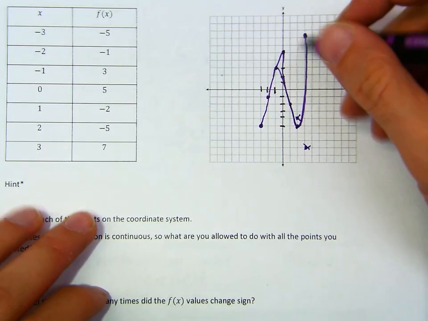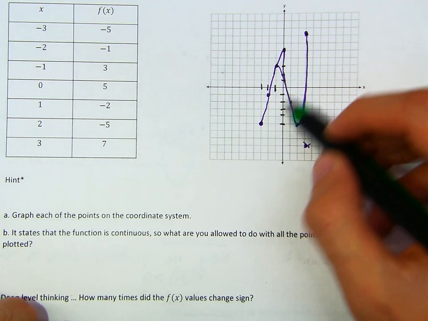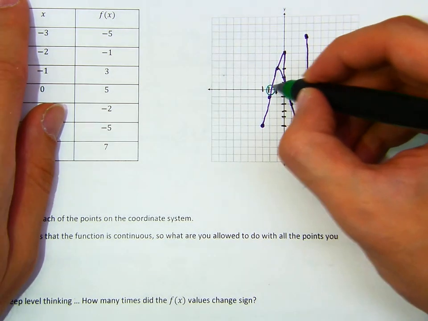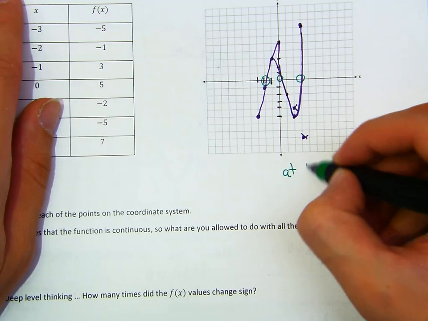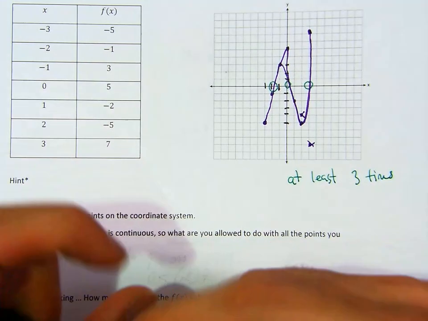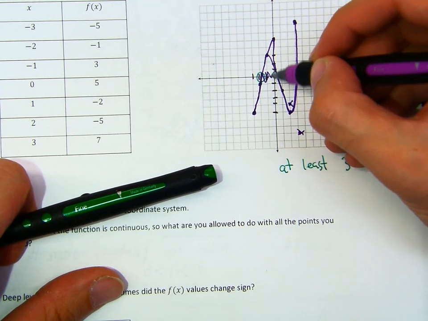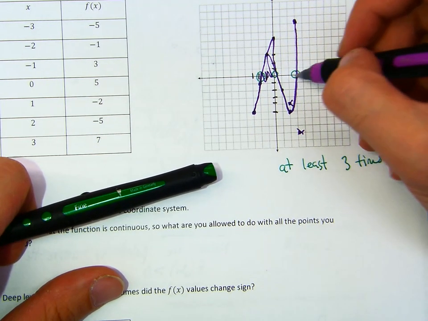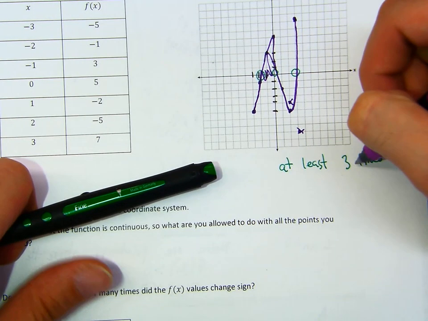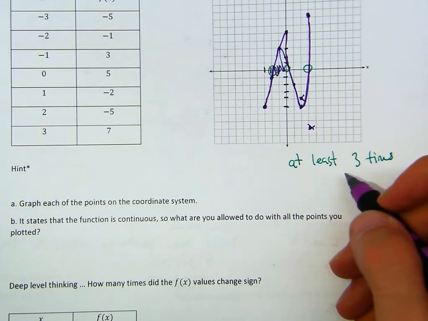The idea is, you don't know that the graph looks like this, but you know it has to connect at least 3 times. For all we know, the graph could look like this. Then boom, up, it could have an infinite amount of x-intercepts. But we know that it has to hit at least 3 times. And that's what we should have gotten for this.